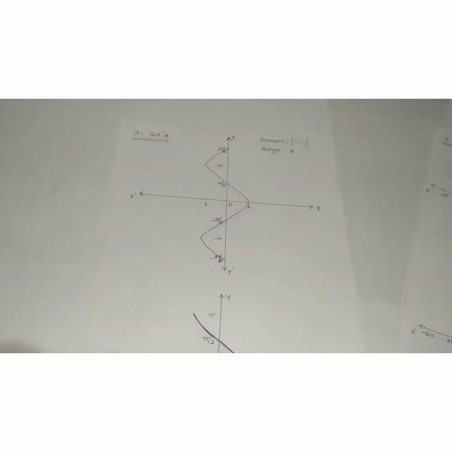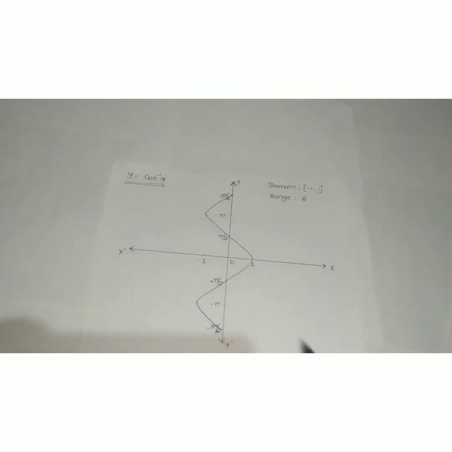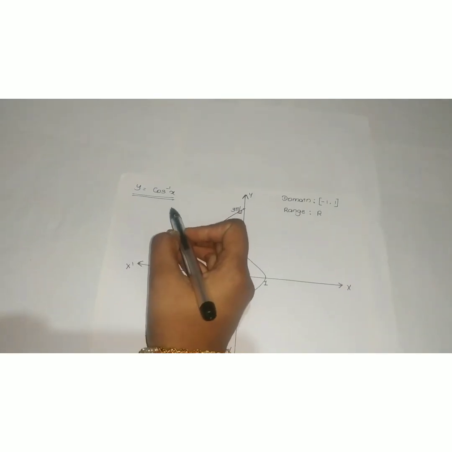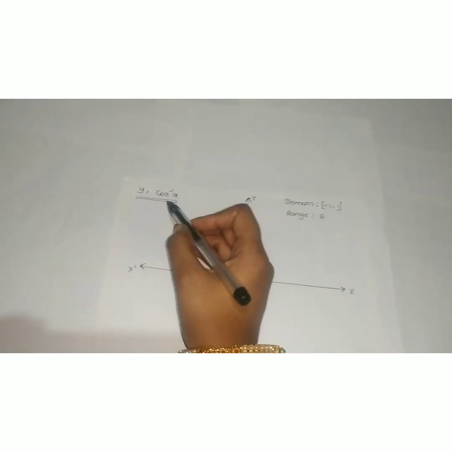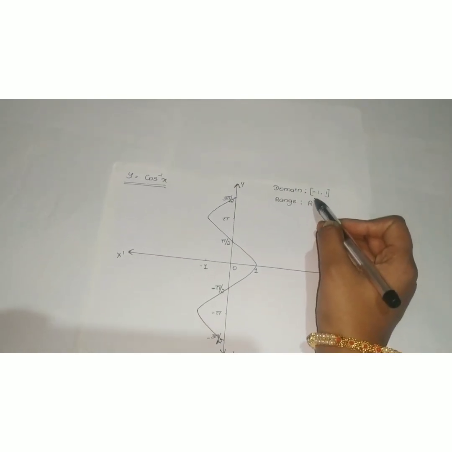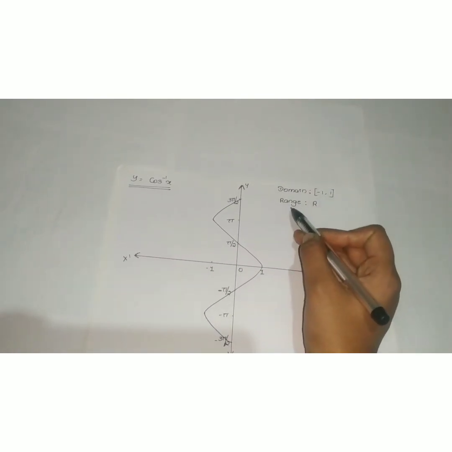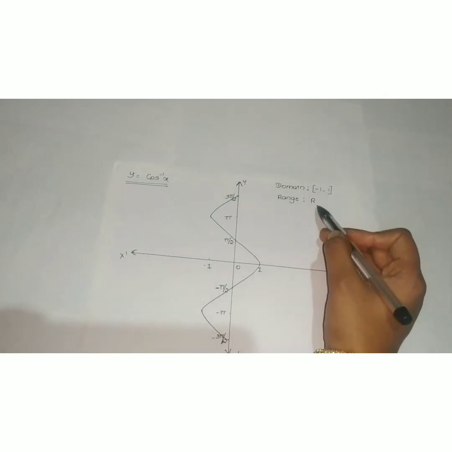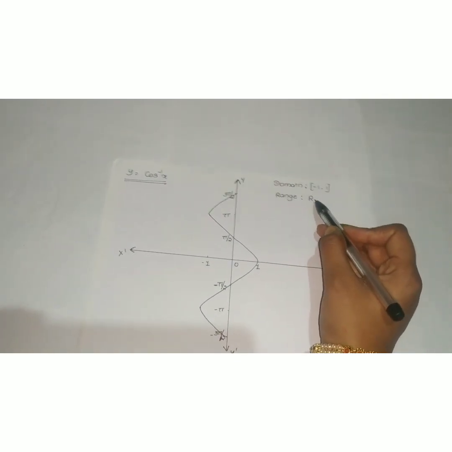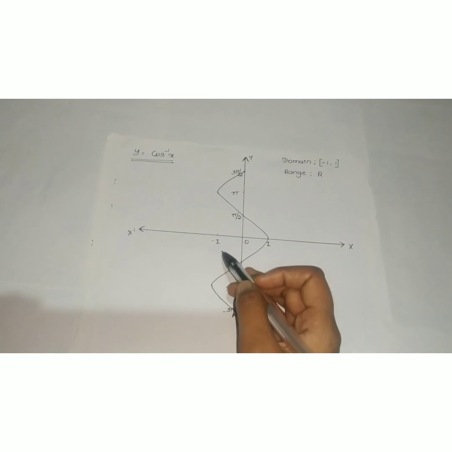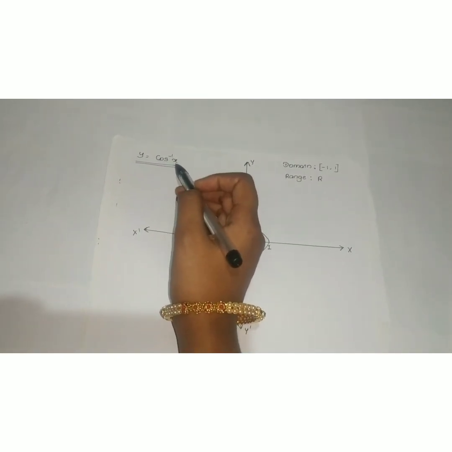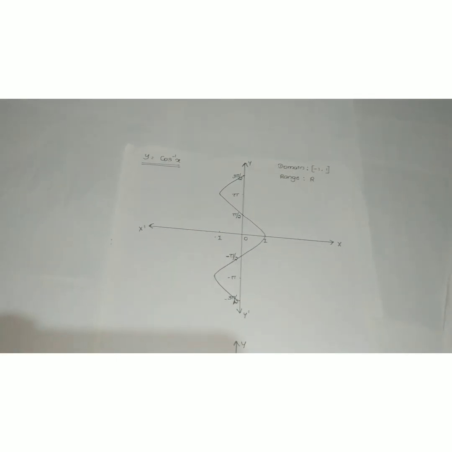And inverse function means changing the domain and range. So here y is equal to cos inverse x. The domain of the cos inverse function is the closed interval -1 to 1, and the range of the cos inverse function is the set of all real numbers. So this is the graphical representation of the cos inverse function.